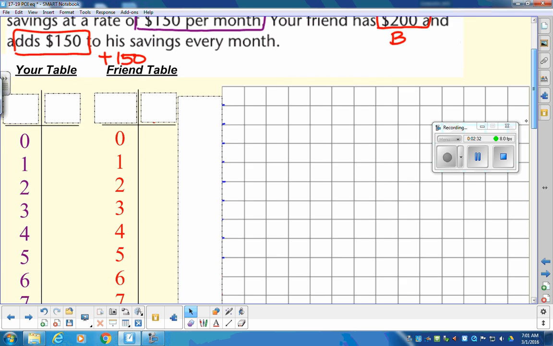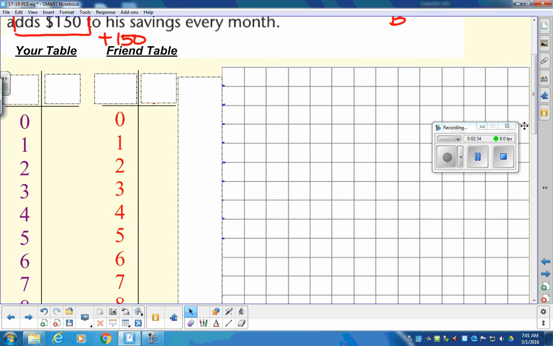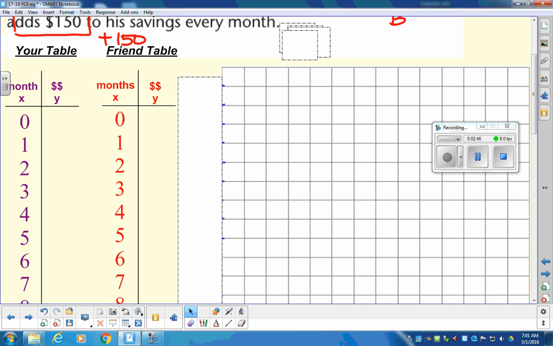Let's go ahead and look at our tables. Looking for the intersection of the table. So the things that we're comparing in this problem is months. How many months? And how many dollars? So we'll go ahead and do that for both you and your friend. The number of months that go by and how many dollars are in your account. You're losing money, friend is gaining money, according to the slopes.